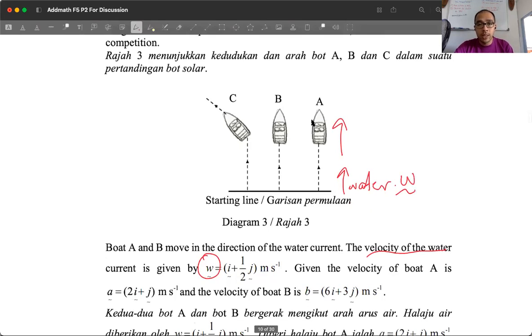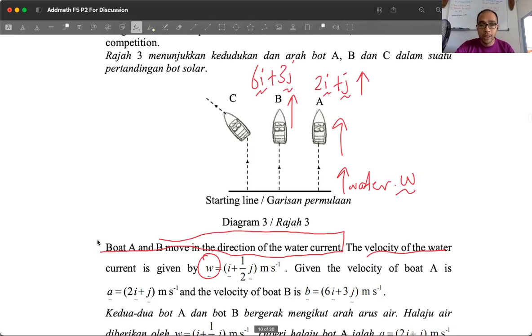Now, given that the velocity of boat A is 2I plus J, also going upwards. And the velocity of boat B is 6I plus 3J, also going upwards. Okay, so this is a very important line. Both A and B move in the direction of the water current. Means A moves this way, but the water current is also going the same way. Okay, it is a very important statement which actually determines how you answer the question.